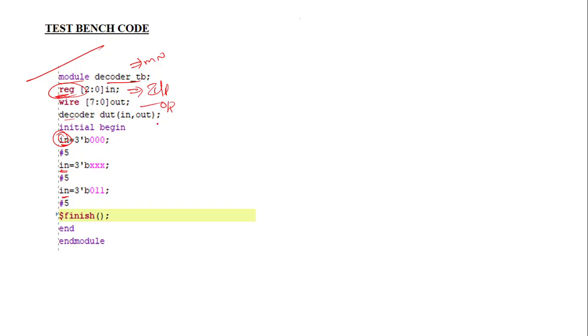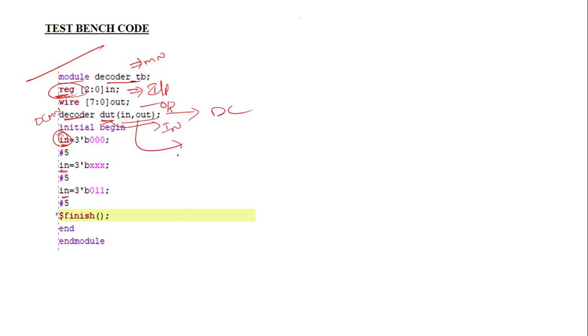So decoder, you have to instantiate the design code here. How are you going to connect the test bench code and design code? By using this instance line. So the design code module name, followed by the instance name. DUT is our instance name, design under test. You can write any name, even your own name. But it is a standard one. DUT means design under test.